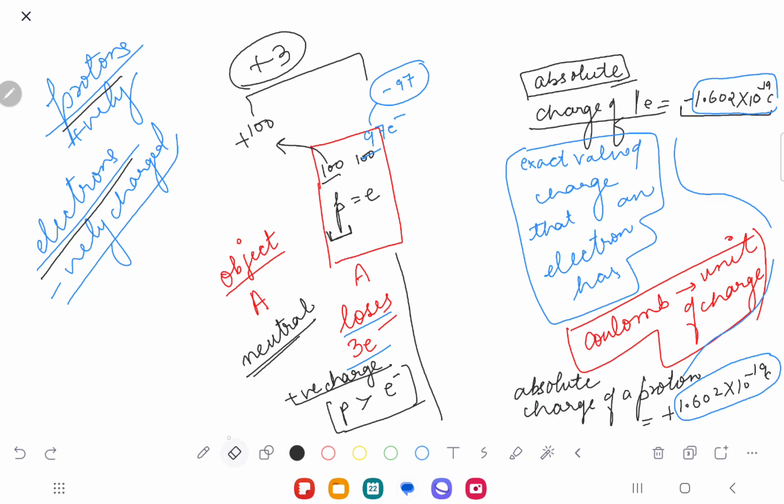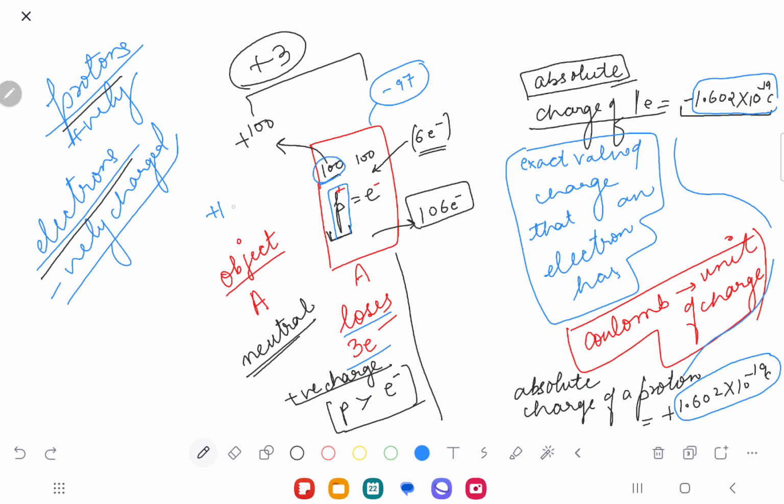If, for example, this body gains some more electrons. Initially, it had 100 protons and 100 electrons, and let's suppose it gains 6 more electrons. So now there shall be 106 electrons inside the body. If the charge of one proton is +1, the charge of 100 protons shall be +100. And the charge of one electron is -1, thereby the charge of 106 electrons shall be -106. So the net charge shall be -6.